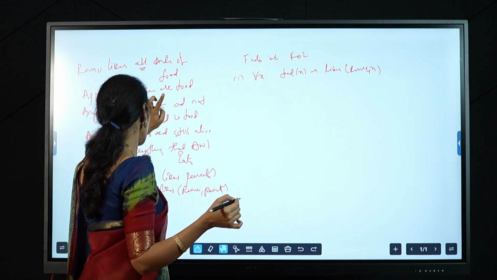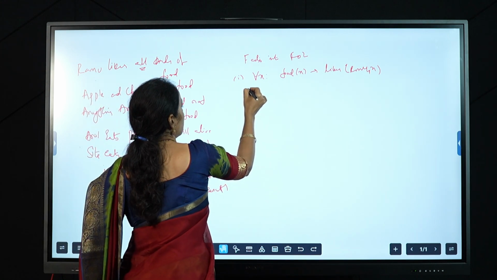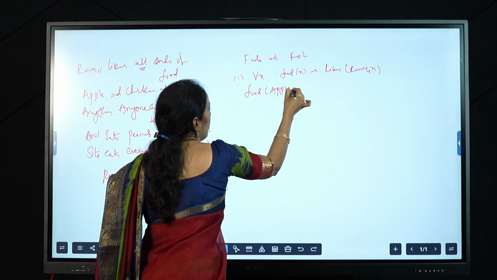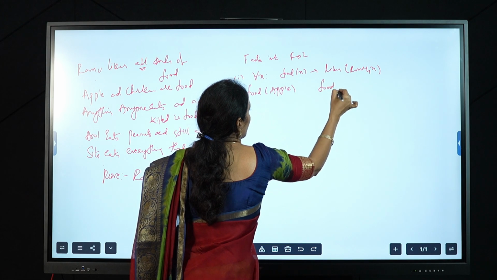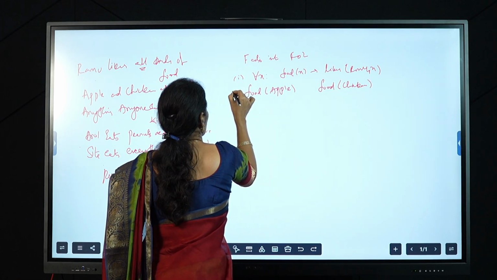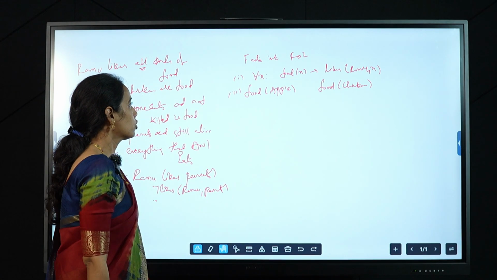Second one, apple and chicken are food. So simply we can write it as food(apple) and food(chicken). Okay, this is the second fact converted into first order logic.